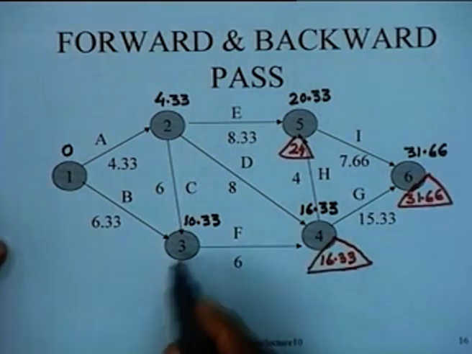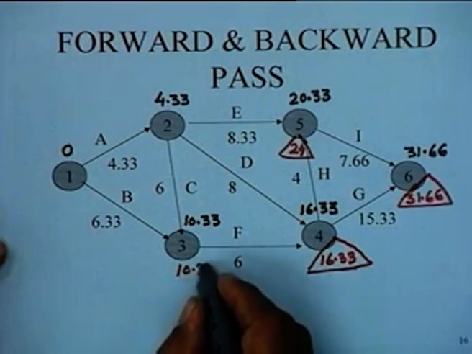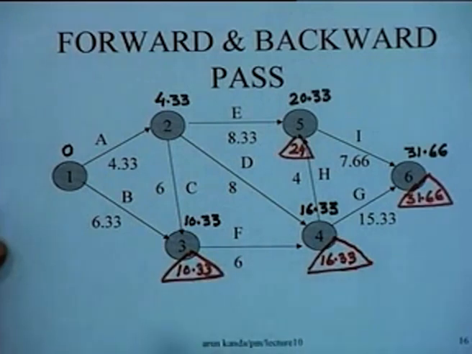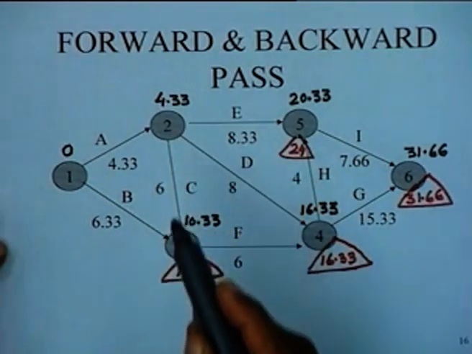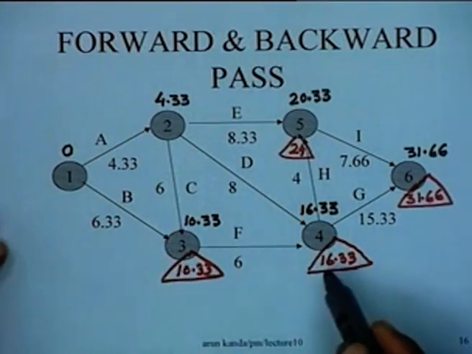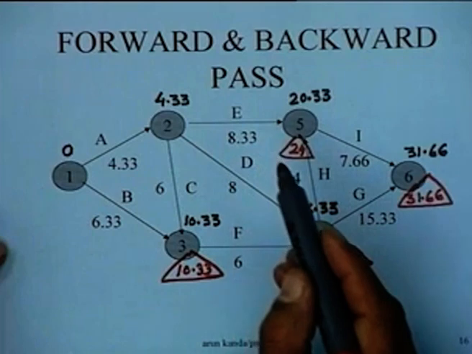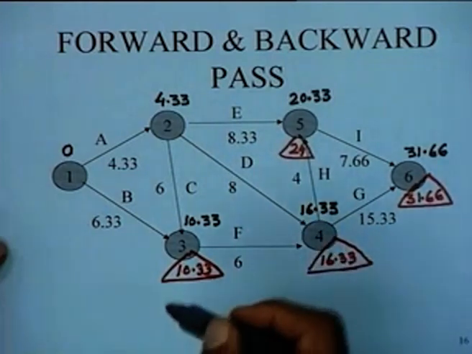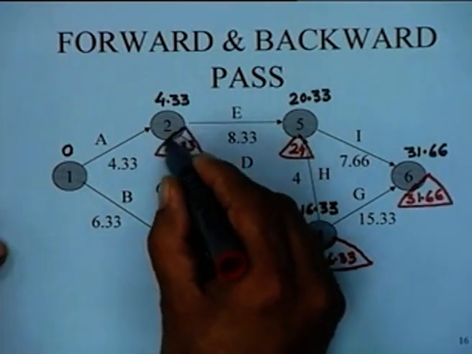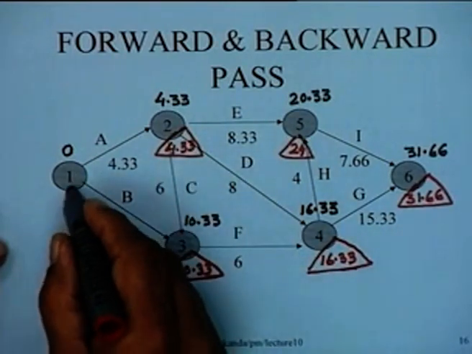And then we come to node 3. 16.33 minus 6 is going to be 10.33 for this node. So we compute the latest occurrence time of this node. When you come to node 2, you will have to take the minimum over 10.33 minus 6, which is 4.33, 16.33 minus 8, which is 8.33, and 24 minus 8, which is going to be 16.33, and the least value obviously is 4.33. So this would be the latest occurrence time for this node. And finally, for this node, you can see very easily that this value comes out to be 1.